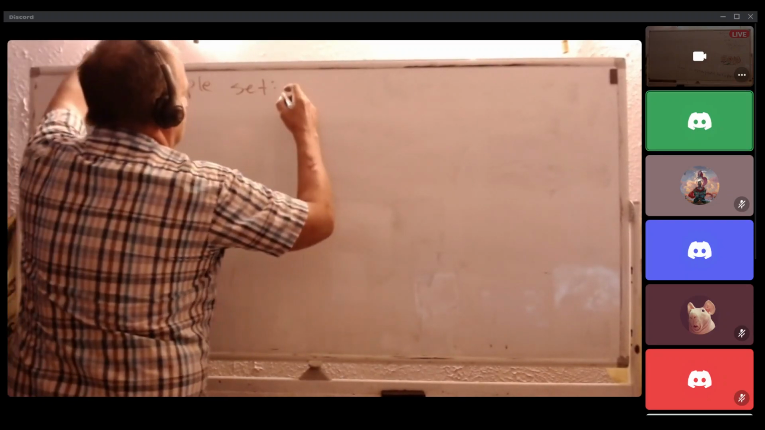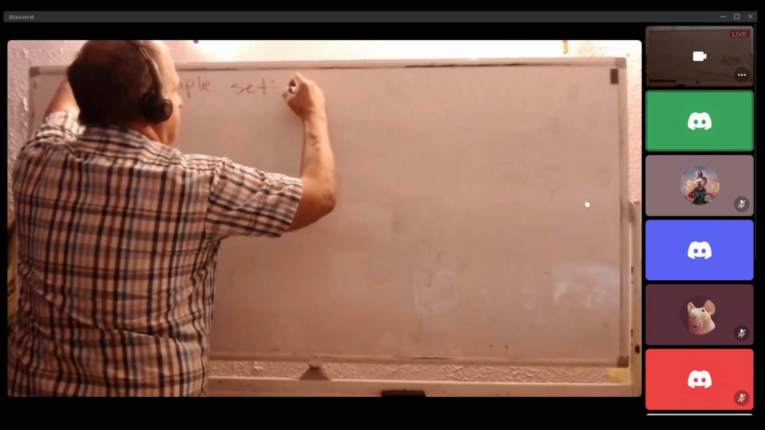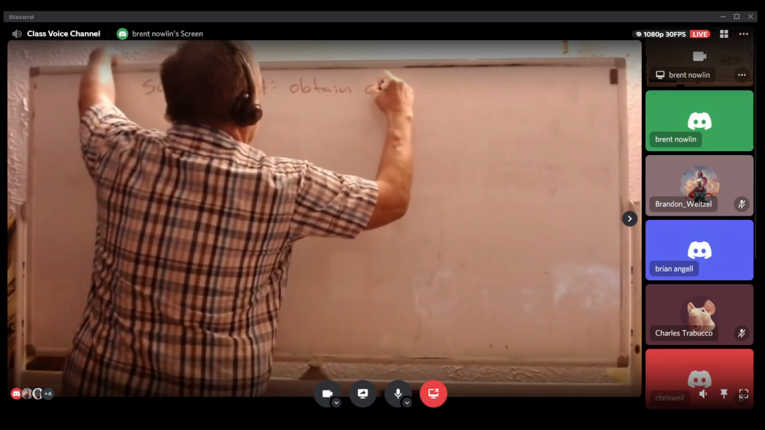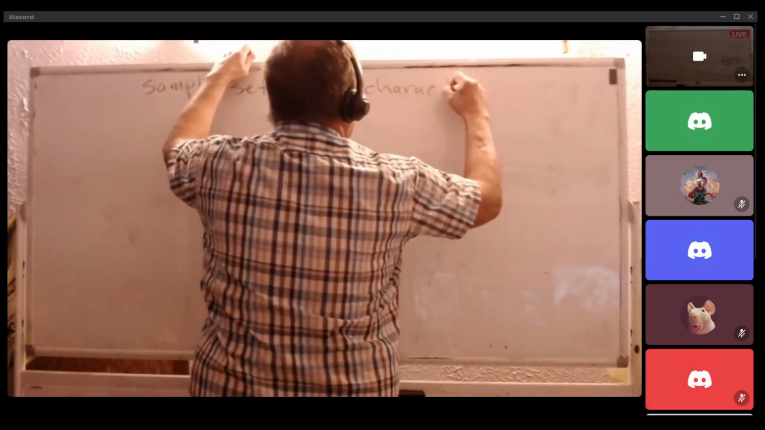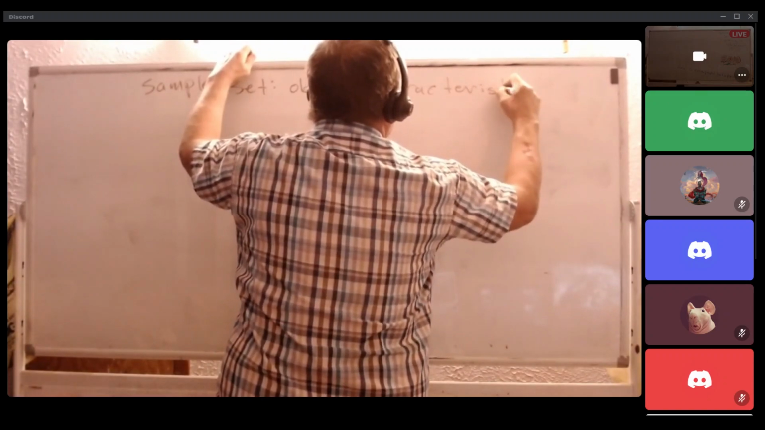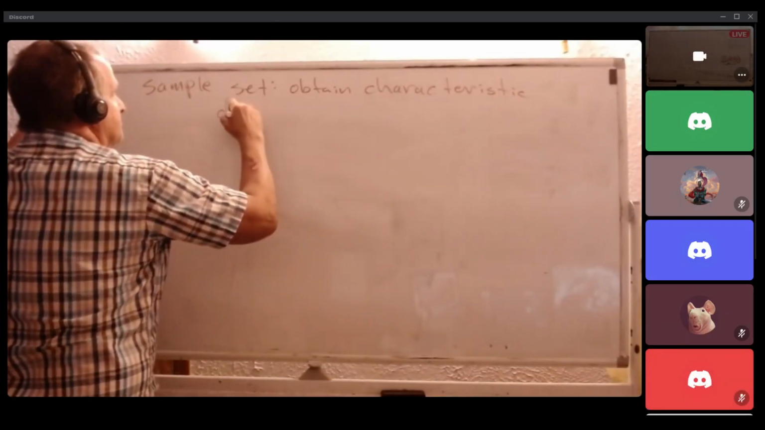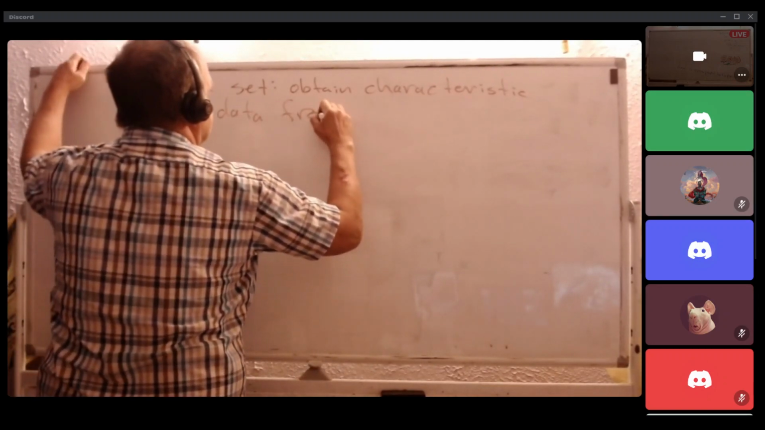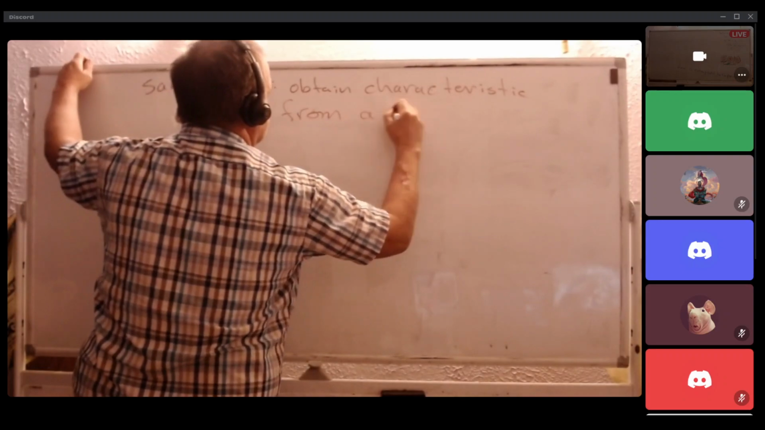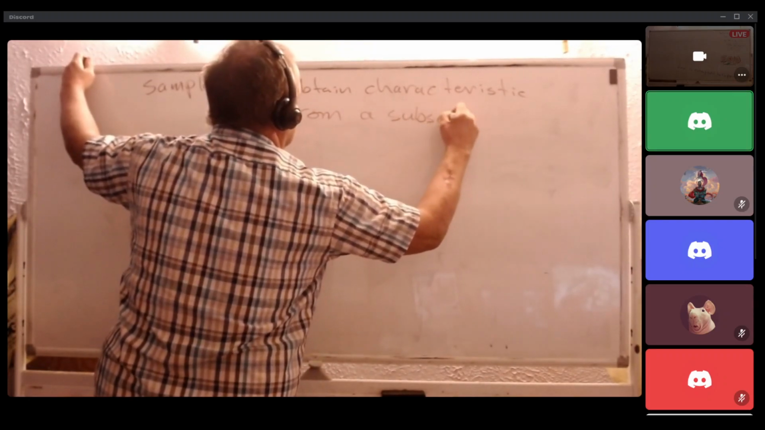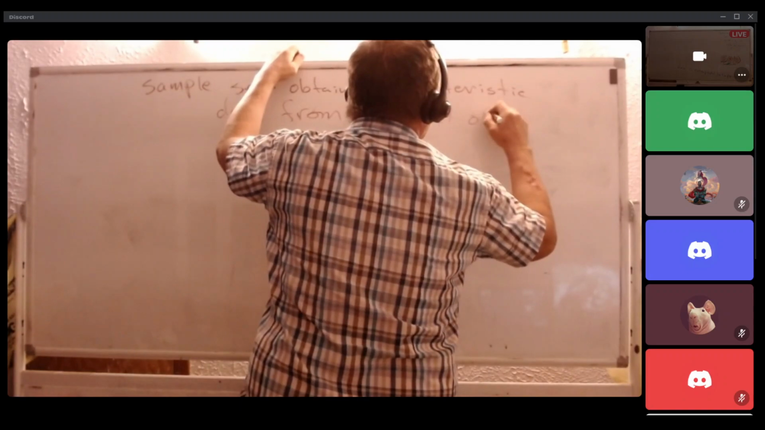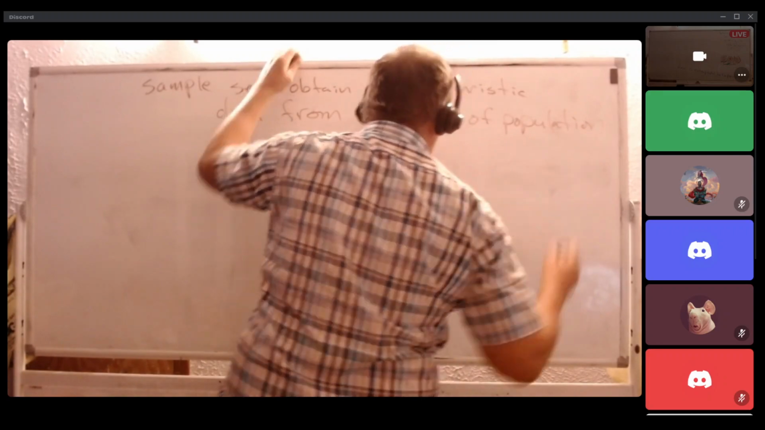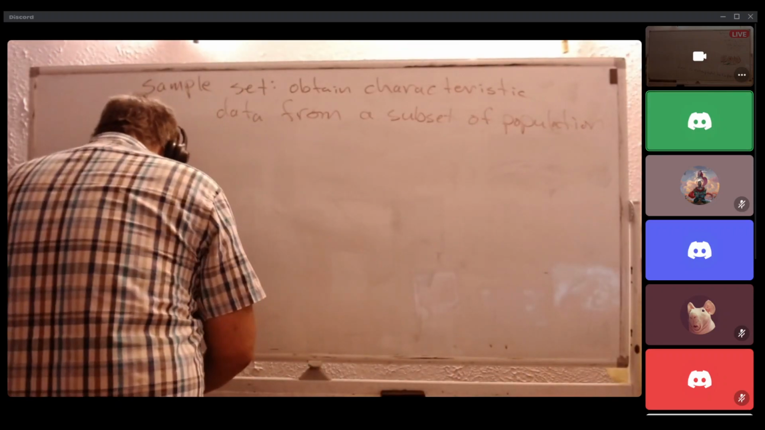A sample set is where we obtain characters from a subset, right? Of the population. And this marker's about had it.